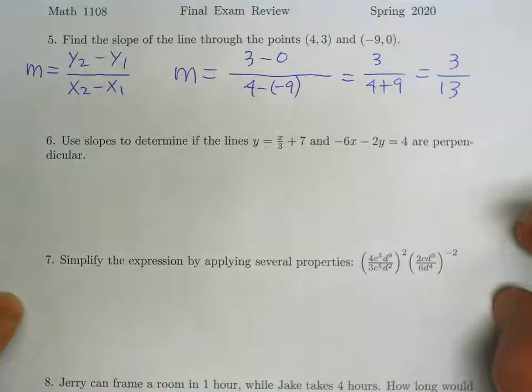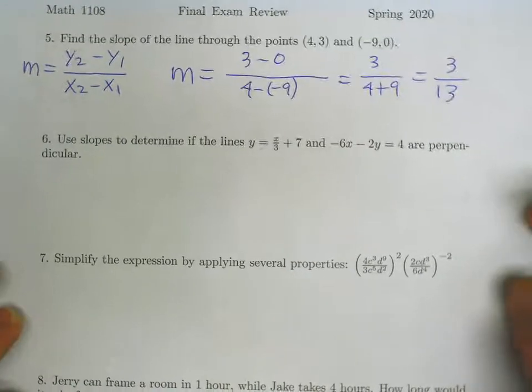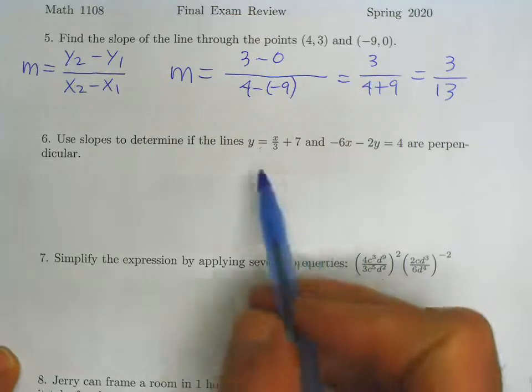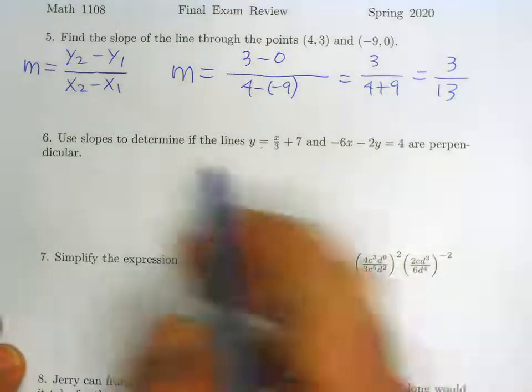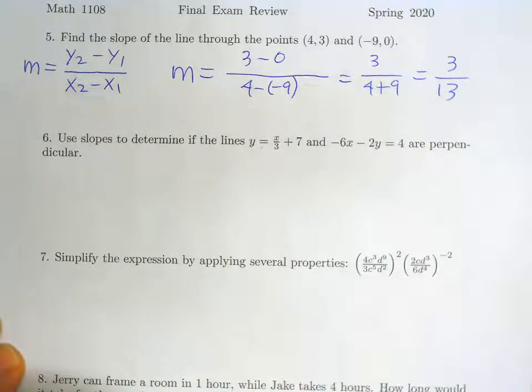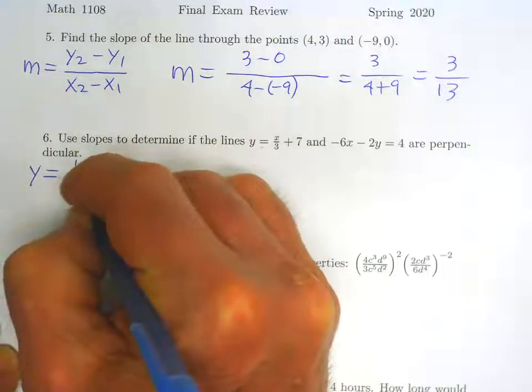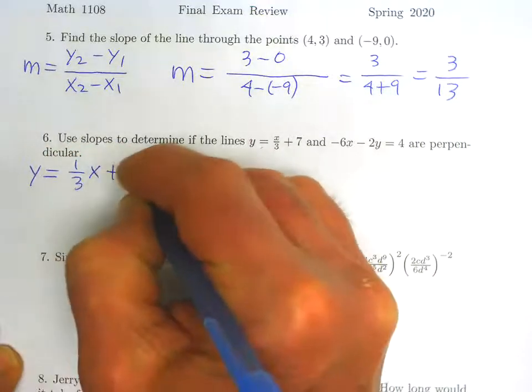Okay, on the next problem, number 6, use slopes to determine if the lines y equals x divided by 3 plus 7 and negative 6x minus 2y equals 4 are perpendicular. This equation, y equals x divided by 3 plus 7, that's equivalent to y equals 1/3 times x plus 7.